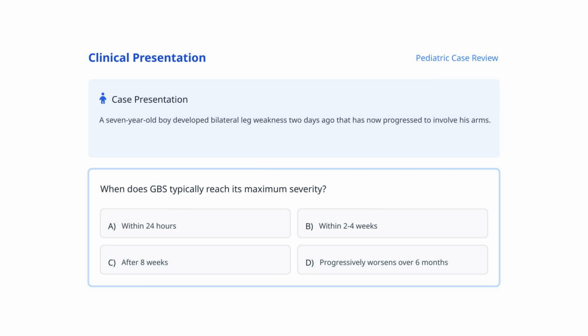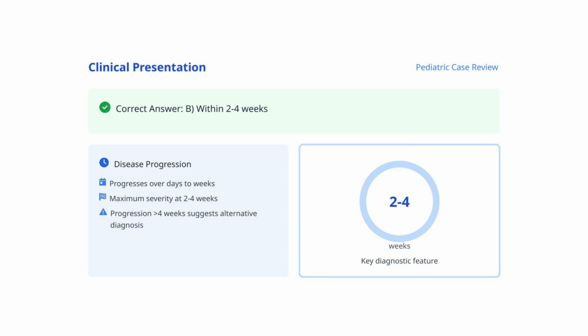Here we have a 7-year-old boy who developed bilateral leg weakness 2 days ago that has now progressed to involve his arms. When does Guillain-Barré syndrome typically reach its maximum severity? Is it A, within 24 hours, B, within 2 to 4 weeks, C, after 8 weeks, or D, progressively worsens over 6 months? The correct answer is B, within 2 to 4 weeks.